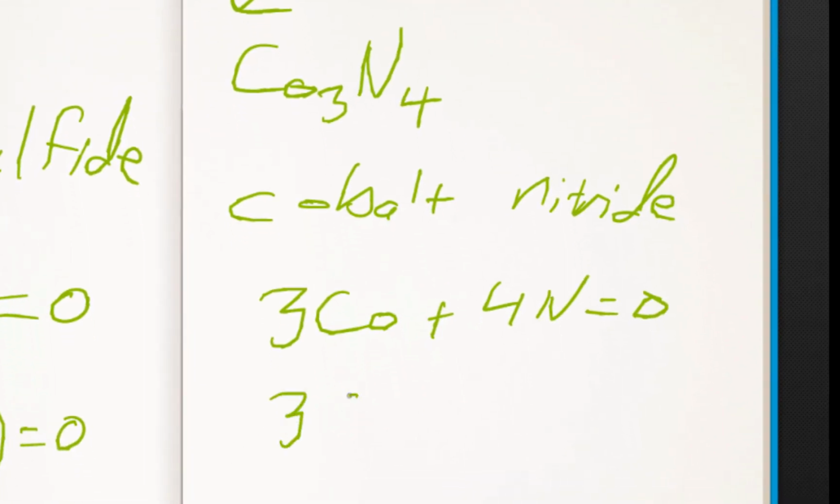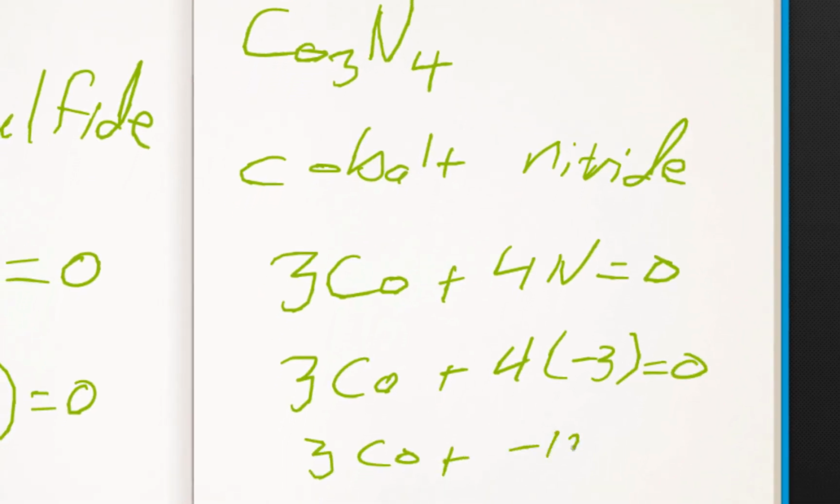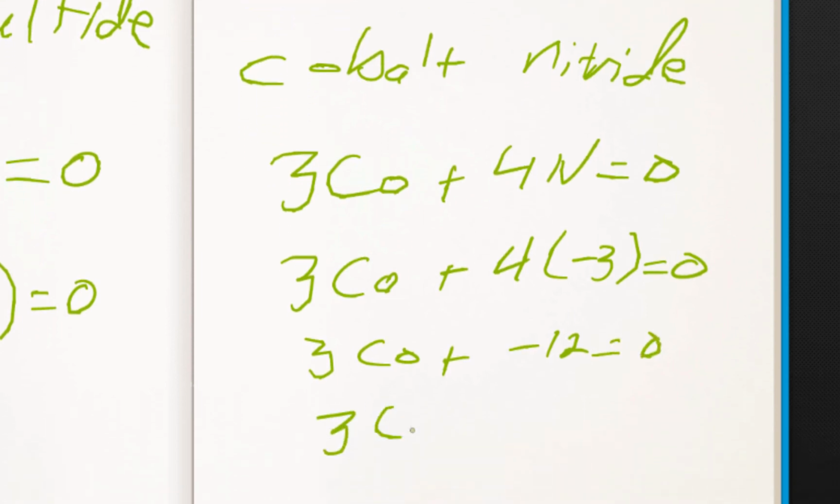So 3 times cobalt, what's the charge of nitrogen? Nitrogen has a charge of -3. So 3 times cobalt plus a -12 is equal to 0. That means 3 cobalts has to equal +12, which means each cobalt is +4. So that would be cobalt(IV) nitride.